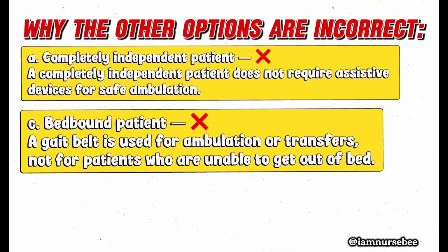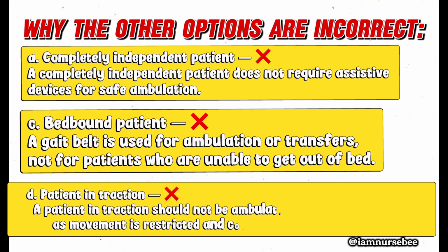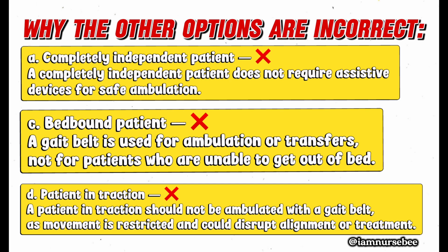C. Bedbound patient. A gait belt is used for ambulation or transfers, not for patients who are unable to get out of bed. D. Patient in traction. A patient in traction should not be ambulated with a gait belt, as movement is restricted and could disrupt alignment or treatment.